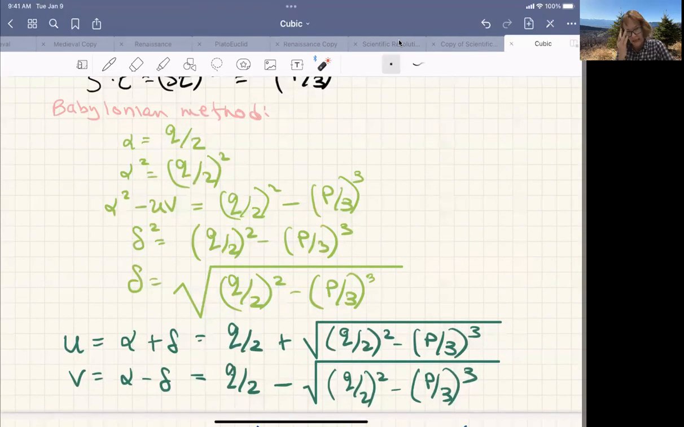Now let's go ahead and find u and v. So u is alpha plus delta. So alpha was q over 2. And then delta was this whole square root thing. So we get q over 2 plus the square root of q over 2 squared minus p over 3 cubed. And then v is alpha minus delta, which is alpha, which is q over 2, minus delta, which is the square root of q over 2 squared minus p over 3 cubed.